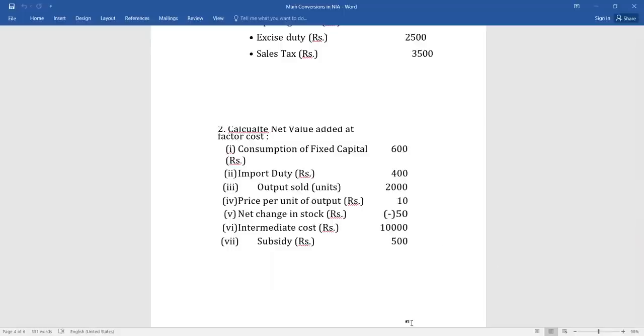Now we come on the second numerical. This is calculate net value added at factor cost. In the first numerical, they asked us to convert GDP at MP into the GVA at FC. And in the second numerical, they are asking us to calculate net value added at factor cost. So now how to calculate this net value added at factor cost? Again, just notice they have given us the output sold. Units have been given. 2000 units are there. And what's the price per unit of every of the output? This is rupees 10. So again, we'll find the value of sales first, number of units into the price per unit. So 2000 into 10, it will be equal to 20,000. Okay, so the value of sales will be 20,000.